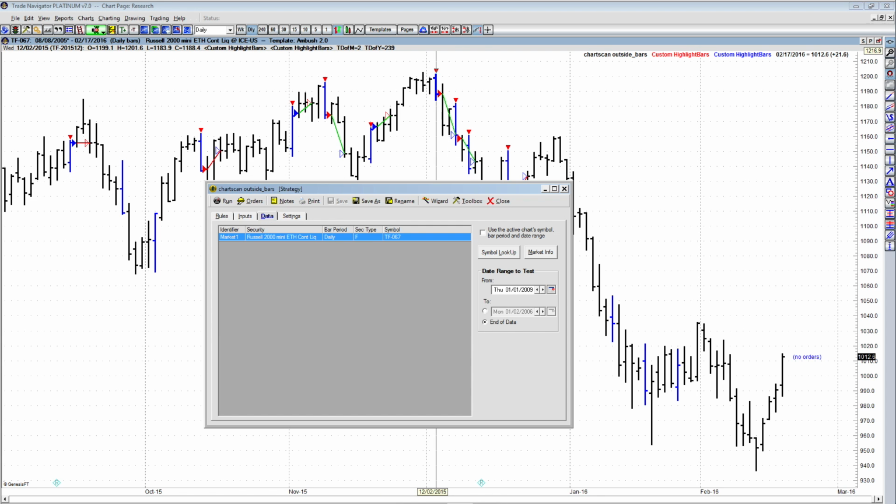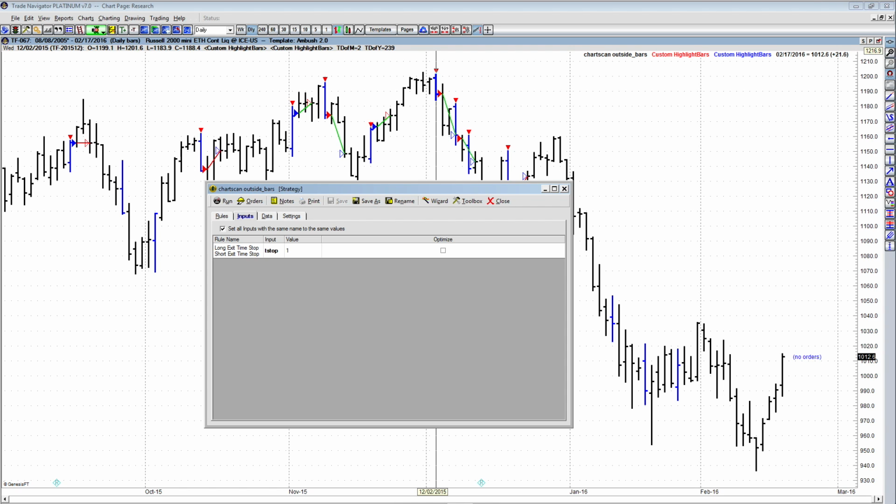Okay, time to run some backtests. To do so, I'm going to look at the Russell 2000 mini contract, including the overnight session, starting from 2009 till today, which is February 2016. Again, this is not a tradable strategy. Also, the idea of this video isn't to give you a tradable strategy. The idea is to give you an idea of how to backtest an entry signal.